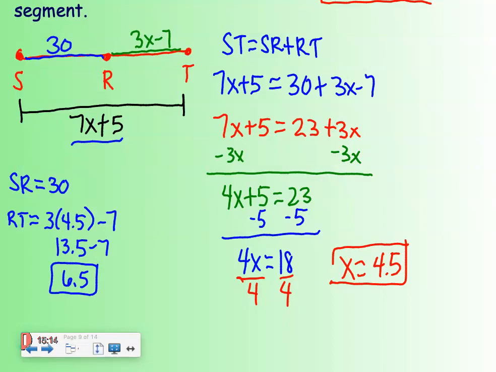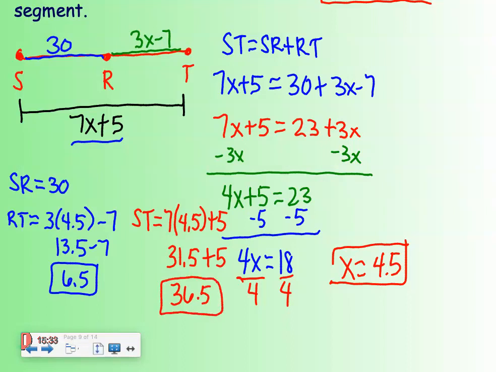And then let's see here. ST, we got to figure out what that is. 7, plug in for x, 4.5 plus 5. 7 times 4.5 gives us 31.5. Plus 5 gives us a total of 36.5.